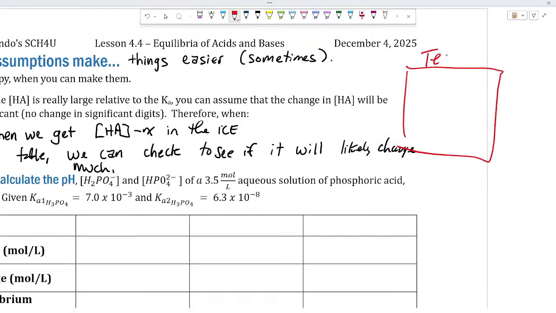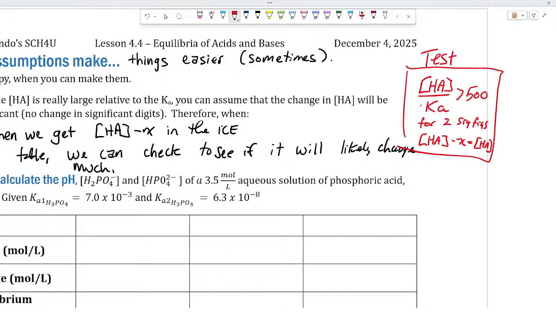Here's the test. Ready? We do concentration of HA divided by Ka. All right? And if that is greater than 500, then for 2 sig figs, concentration of HA minus X can just be treated as equaling the concentration of HA. That's the test. We test if the concentration we're given is at least 500 times bigger than the Ka it's later going to be divided by.